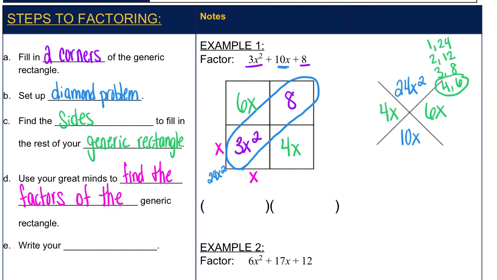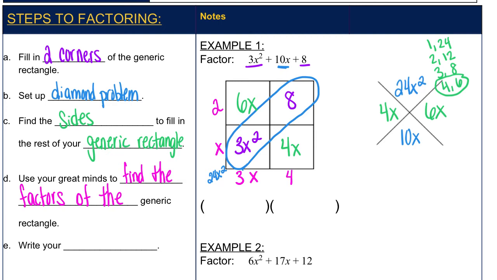For this example, it is going to go in the bottom, on the base of my generic rectangle, because the 3 will multiply nicely to give me that 6x at the top if I multiply it by 2. X times 4 then would give me the 4x that I would need on the right-hand side. The way you can double check is to look at your top right square. 2 times 4 does in fact give me 8.